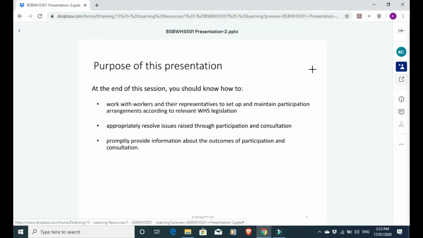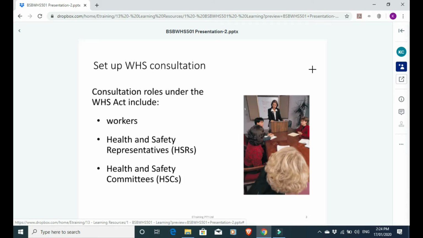And thirdly, we want you to be able to promptly provide information about the outcomes of those participation and consultation, or to provide that information to your employees, to other stakeholders, and people that will be of major concern. So let's talk about setting up WHS consultation.